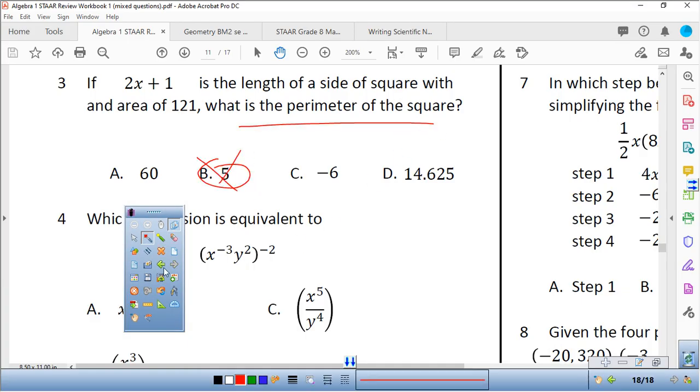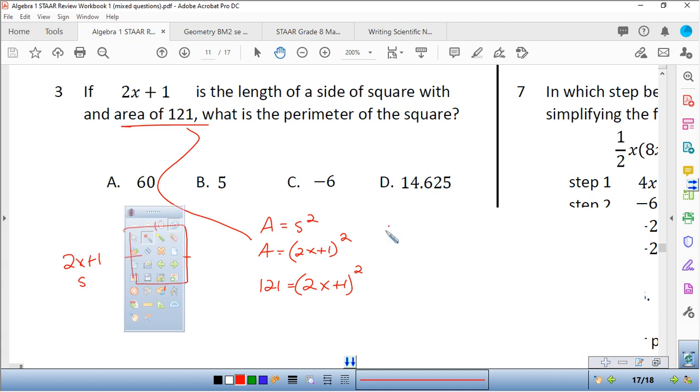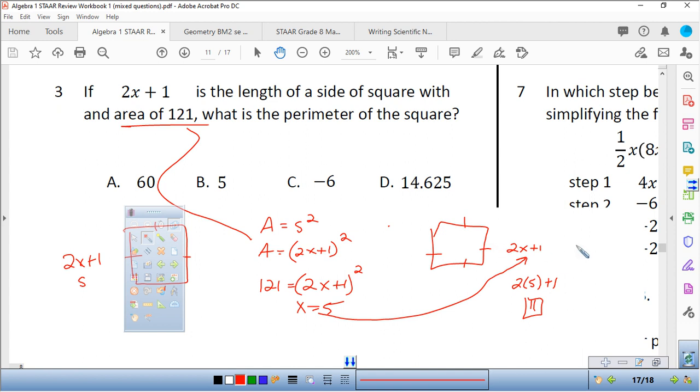Perimeter. So now we know here that x is equal to 5. The perimeter now. This one side is a square. Remember, the square is like this. This side is 2x plus 1, but now we know x to be 5. So you basically have 2 times 5 plus 1, which is 11. Now 11 is one side. To get the perimeter, it's going to be 4 times the side. Perimeter is equal to 4 times 11, which is 44.